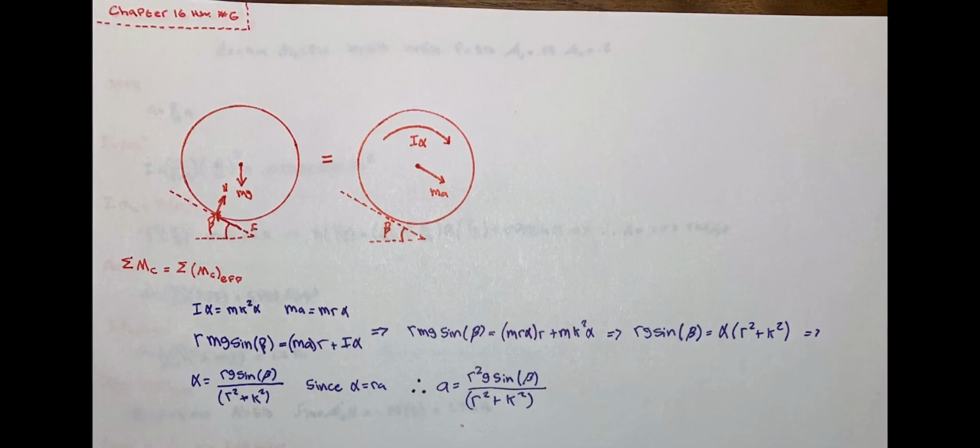And then after we solve for alpha, we can use the relation a is equal to r times alpha, and we can get the actual acceleration at the point.